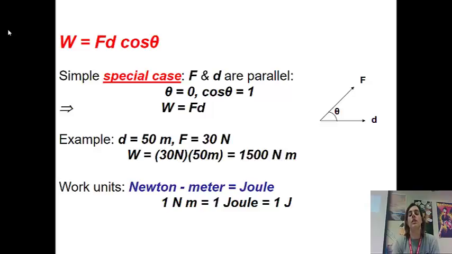Okay, and this is a really simple example here where you apply a force of 30 newtons over a distance of 50 meters in the same direction. So you do 1,500 newton meters of work, but a newton meter is actually something we combine into a joule. So you'll see also that energy has the same units. So work and energy have the same units, which are joules.